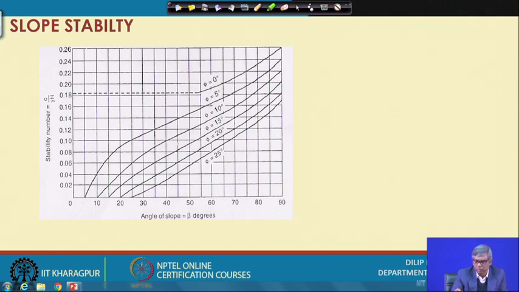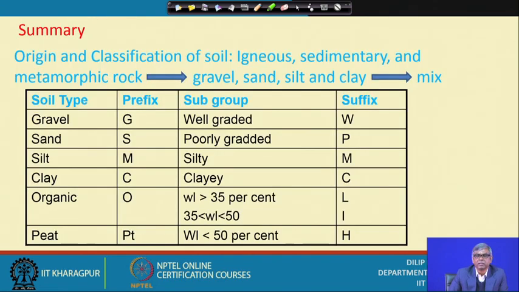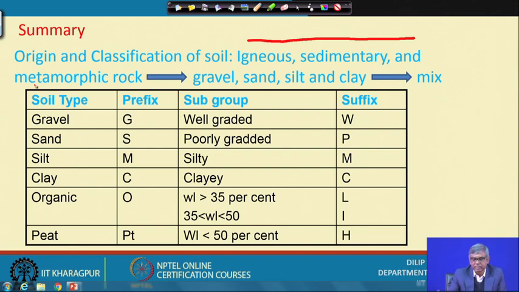Next, I will go right from the beginning over what we have covered. I initially gave the origin and classification of the soil. Originally, soil formed from molten magma, and through cooling it converted to rocks. Different types of rocks we have seen: igneous, sedimentary, metamorphic. With time and different physical processes, this rock converted from one to another, and then finally, with physical processes, it converts again to gravel, sand, silt, clay, etc.